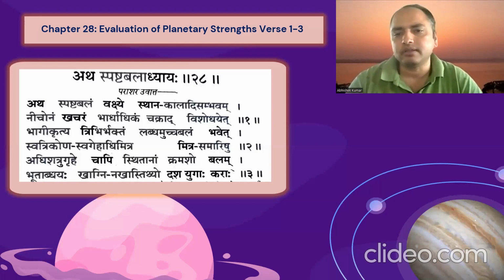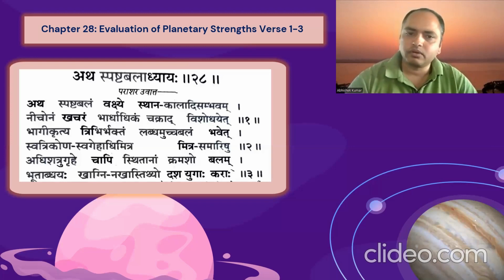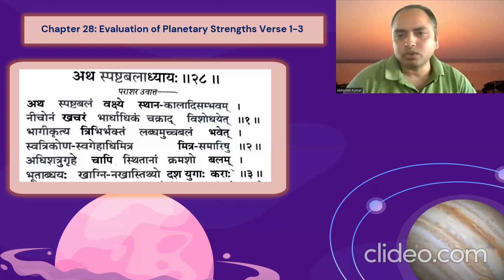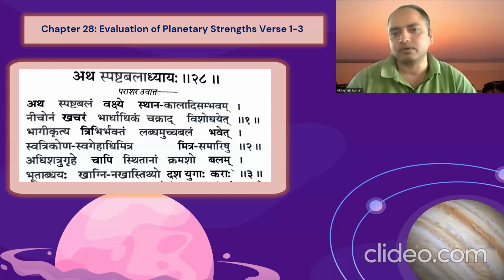So that much is revealed through verse number 2. You know how to calculate the Uchbal value, the strength, through the sun's longitude and placement. You know how to calculate the Saptvarga strength through this scale provided by the Mahaguru.